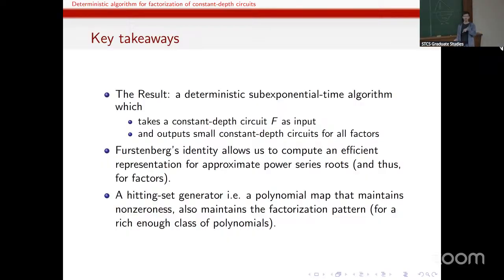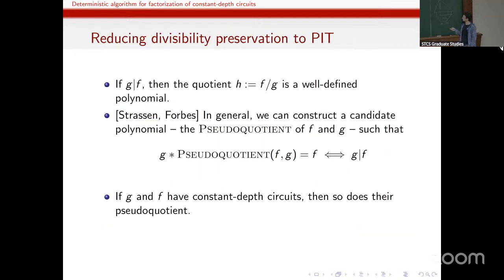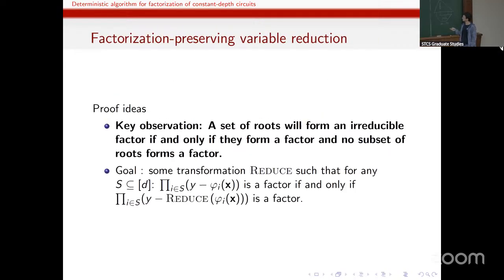Going from divisibility to PIT, or irreducibility to PIT? Yeah, it's not too hard. Right. So essentially the idea is, suppose some factor is made out of, let's say, phi1, phi2, phi3: y minus phi1 times y minus phi2 times y minus phi3. Suppose this is an actual factor. And what you want to do is somehow reduce the number of variables while ensuring that exactly this combination is a factor and no subset.